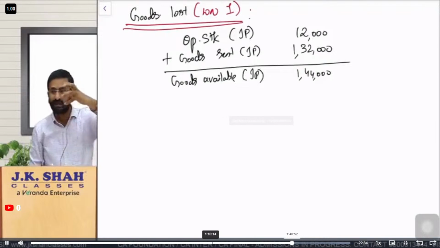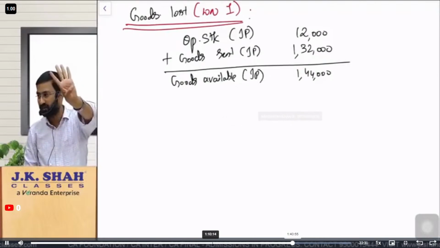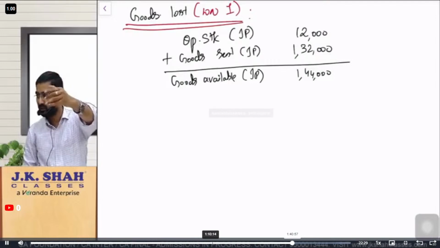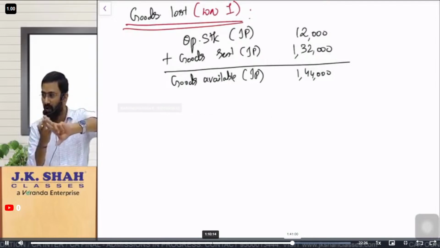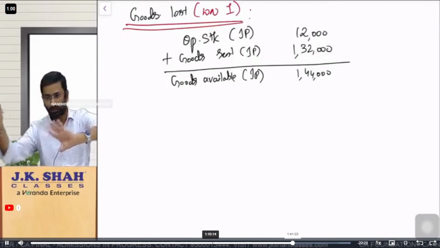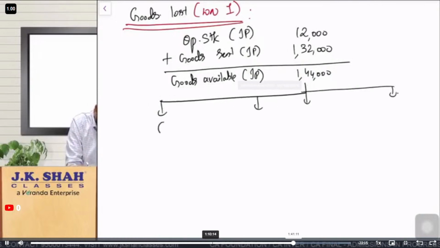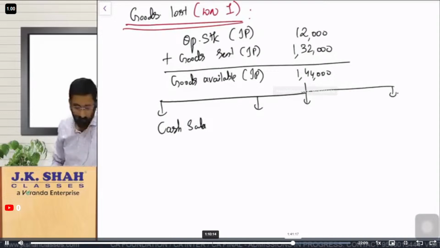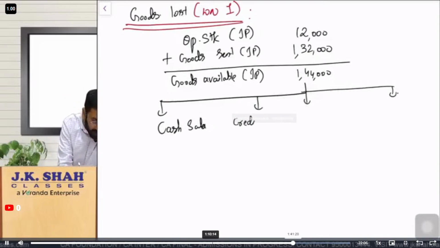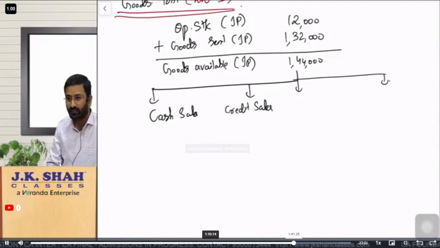Now when the goods are sent to the branch, I told you there are 4 possibilities. What are they? Goods may be sold, may be lost, may be returned, or remain as closing stock. Correct? So in the 144, see one by one. This is what is available at the branch. Out of this, some are cash sales. Some are sold on credit. So cash sales are there, credit sales are there. Have they returned anything?